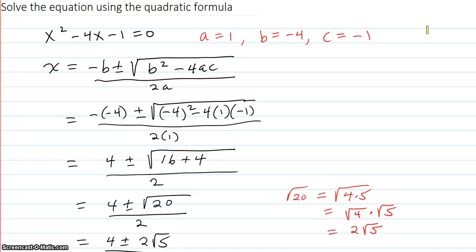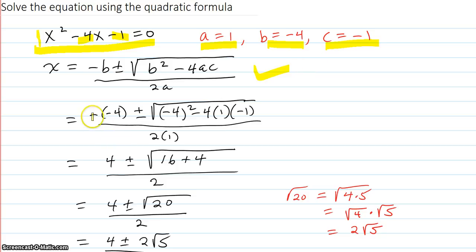Solve the equation using the quadratic formula. So here we have our equation. There's a 1 in front of this x squared, so that a is 1, b is negative 4, c is negative 1. Here's the quadratic formula.